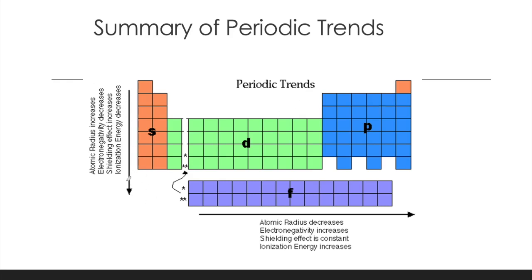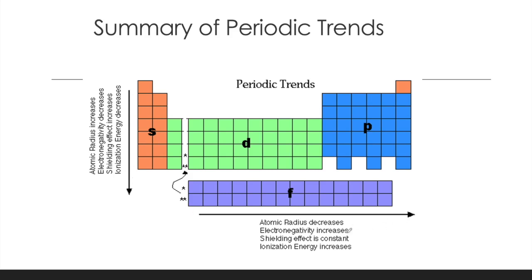Down a group, the atomic radius increases, the electronegativity decreases, and ionization energy also decreases. Along with that, we also see a decrease in metallic character, an increase in non-metallic character, and also a decrease in electron affinity. What happens when we go across a period?